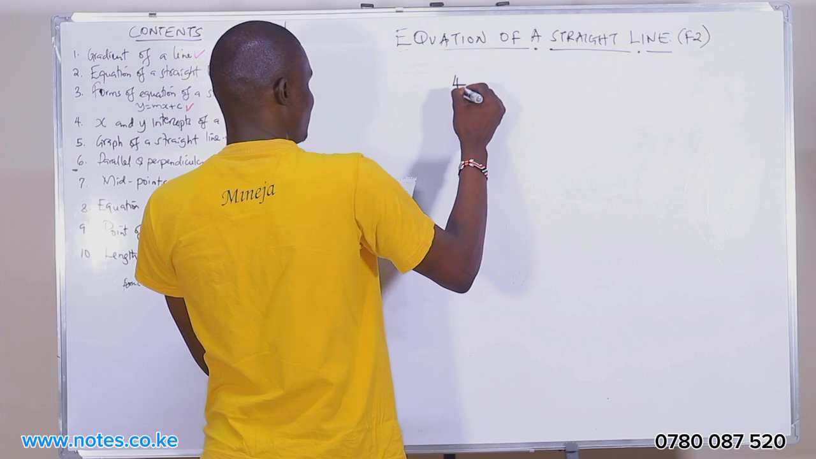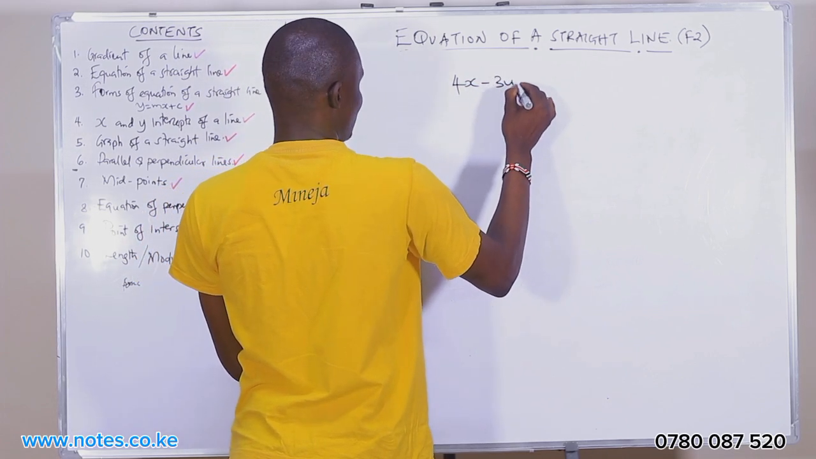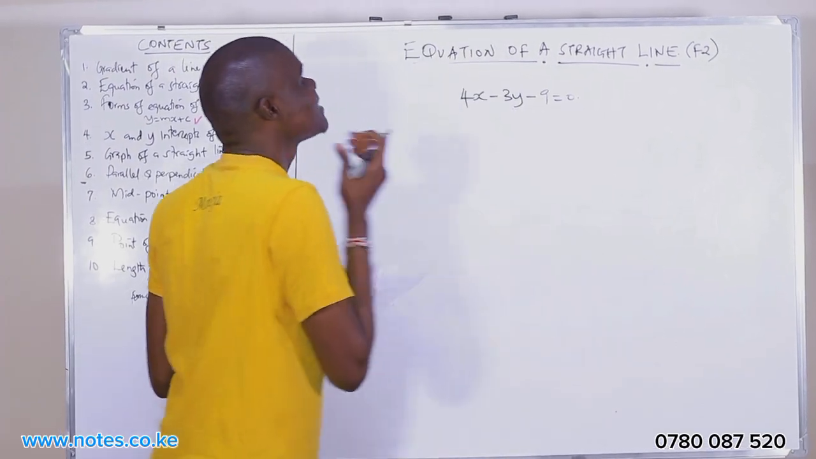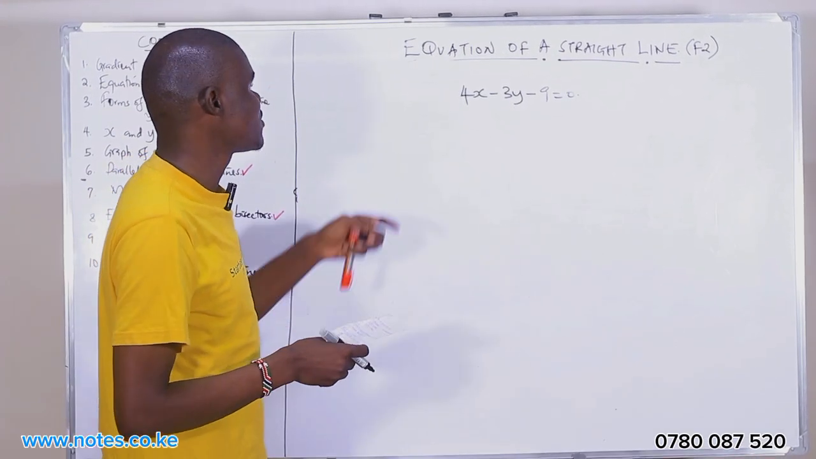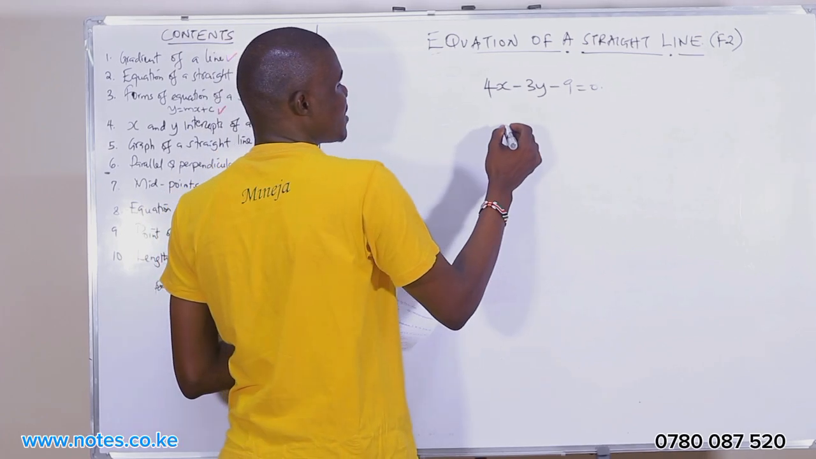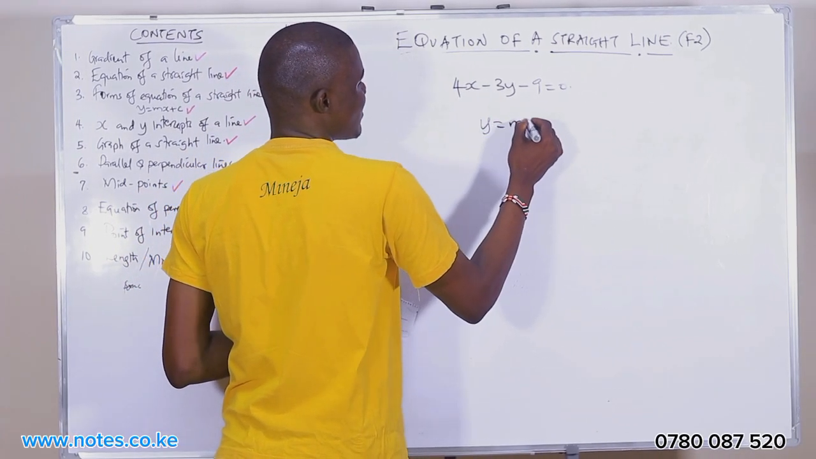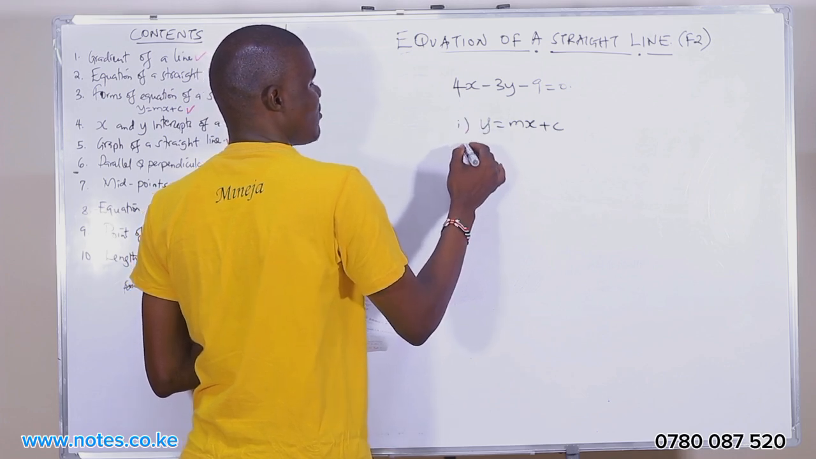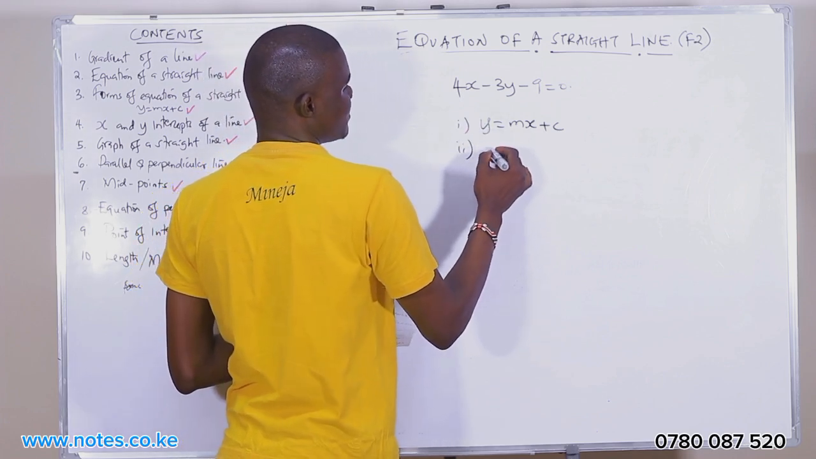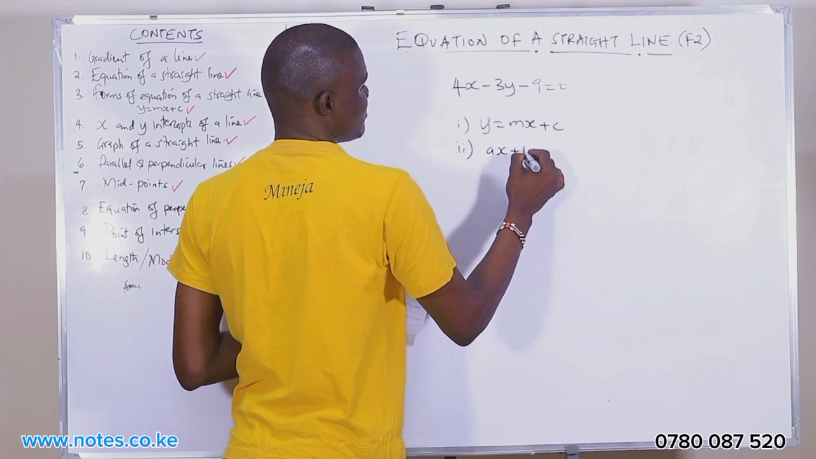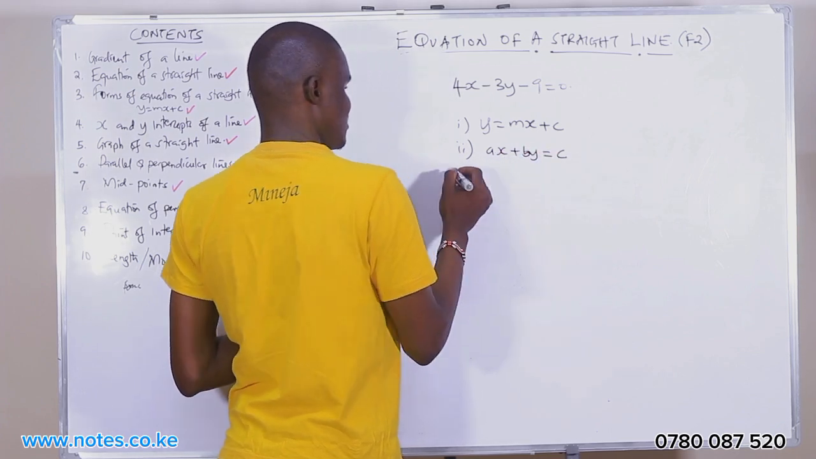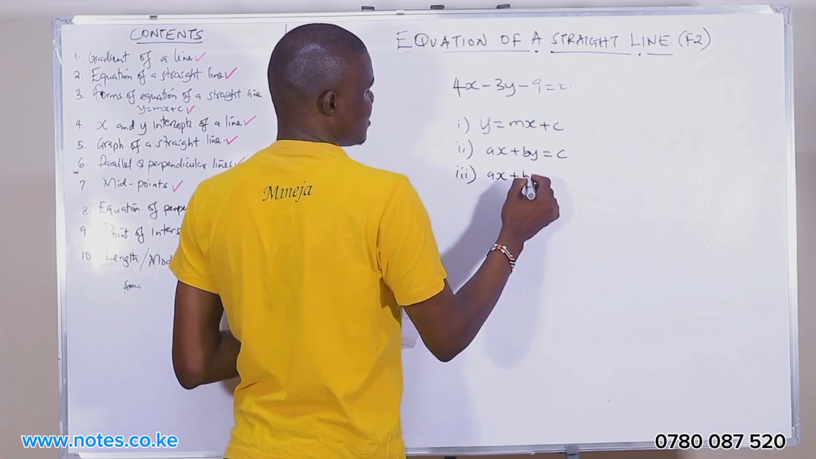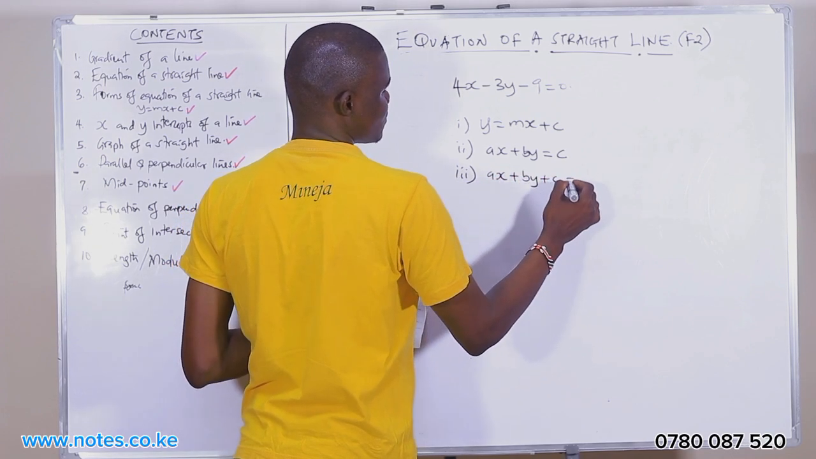So, for example, you're given 4x minus 3y minus 9 is equal to 0. You can write this in different forms. Suppose this was your answer. The examiner can want you to write it in the form y is equal to mx plus c, or he can ask you to write it in the form ax plus by is equal to c, or it can tell you to write it in the form ax plus by plus c is equal to 0.